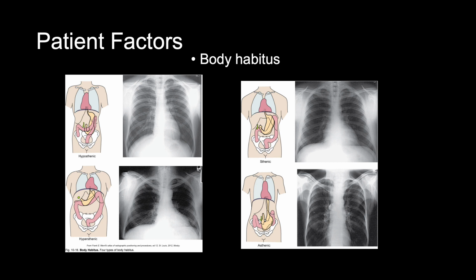Hypersthenic and asthenic body habitus types are more extreme and are less common. The hypersthenic is a large, stocky build and accounts for about 5% of adults, and asthenic refers to very slender body habitus and is about 10% of adults, and asthenic is bottom right.